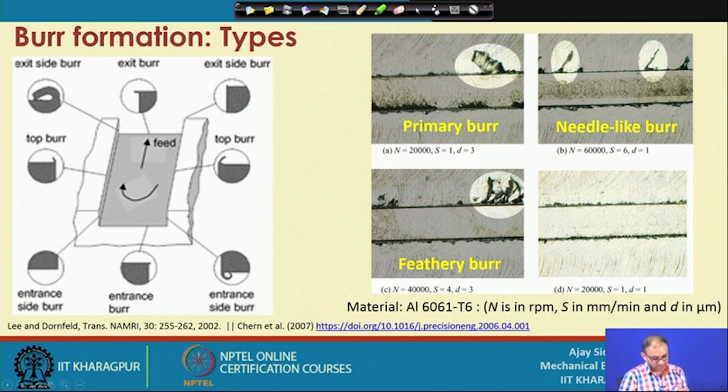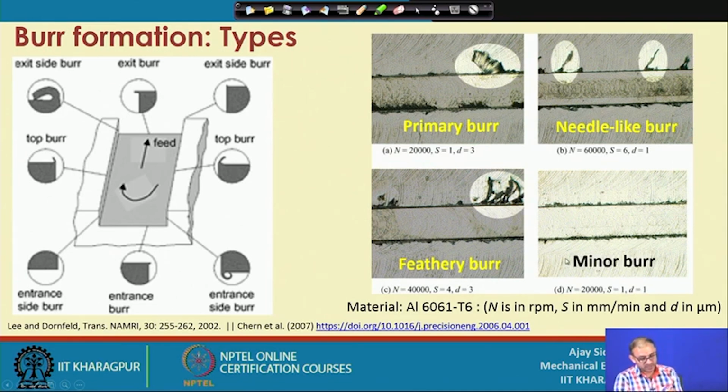This is called feathery burr. It is something like a woolen type of thing. It does not have any perfect shape, but it looks like a mixture of a very small amount of needle-like burr. For this particular parameter setting, your RPM is between 20,000 and 60,000, feed rate is 4, also between these two, and depth of cut is 3 micron. And this is called minor burr, that mostly happens if your feed rate and depth of cut are very small and RPM is also small.